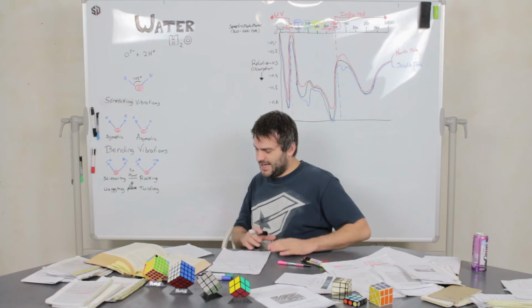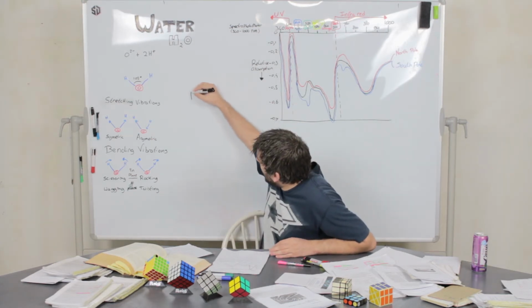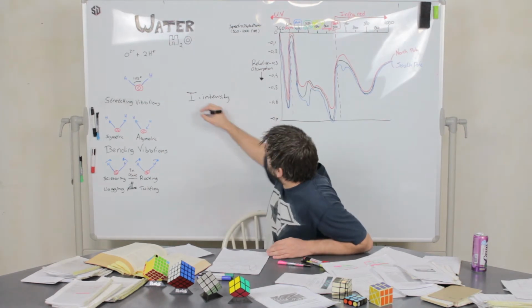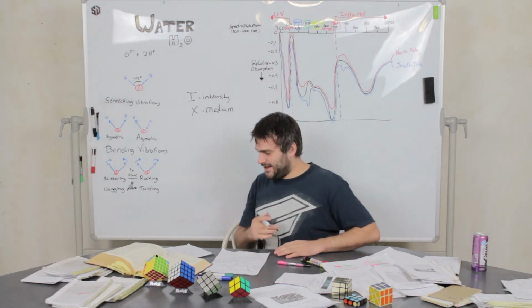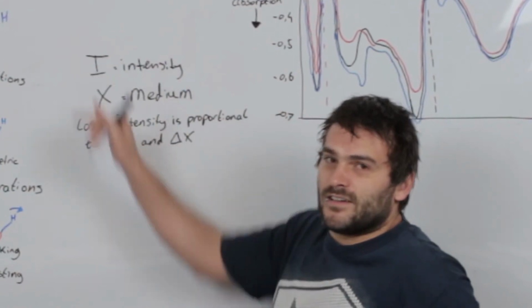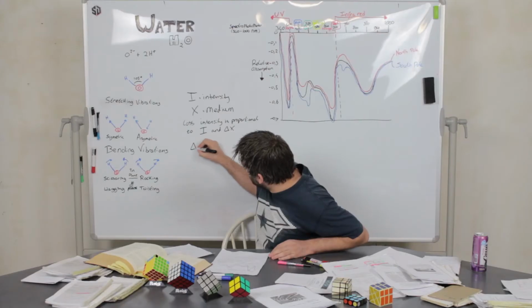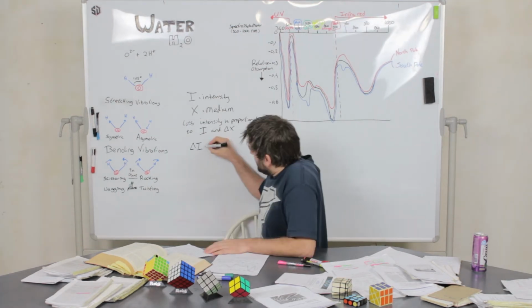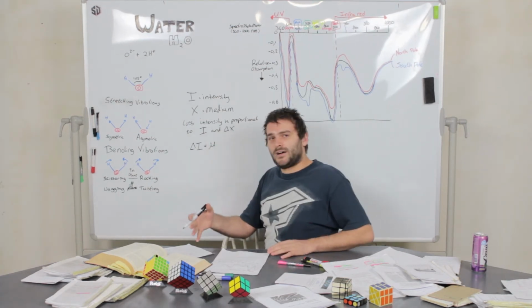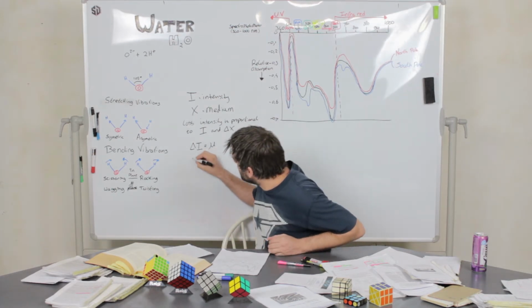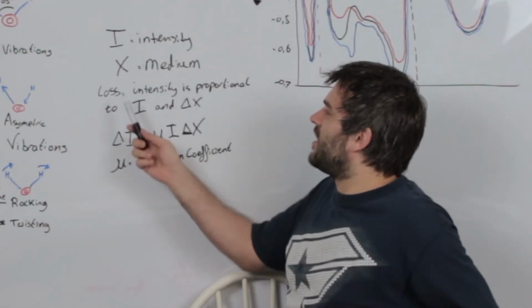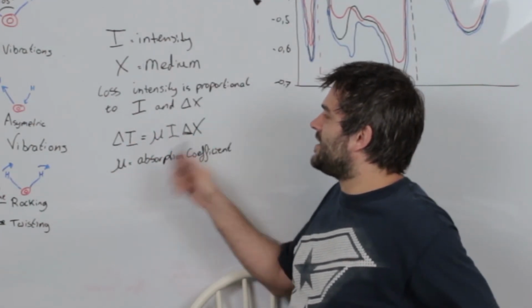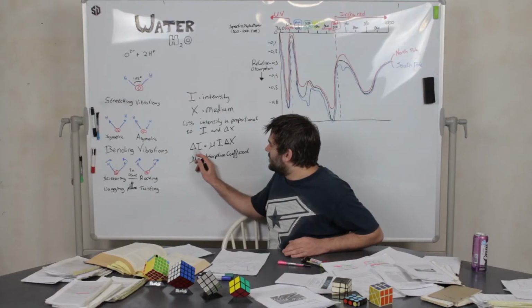So if monochromatic radiation of the intensity I falls on the absorbing medium of thickness X, the loss of the intensity is proportional to I and the delta X. We can change this into a formula, and that formula would be delta I, and delta means the difference, is equal to mu. Mu would be our absorption coefficient. I'm going to write it down. Absorption coefficient times the intensity times the delta X. We changed our conclusion of the loss of intensity being proportional to I and delta X into a formula that we can use. Now we're getting to differentiation.